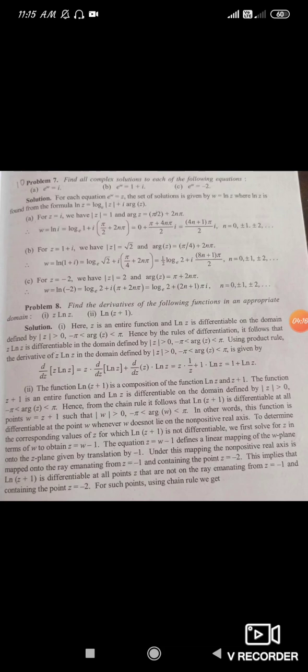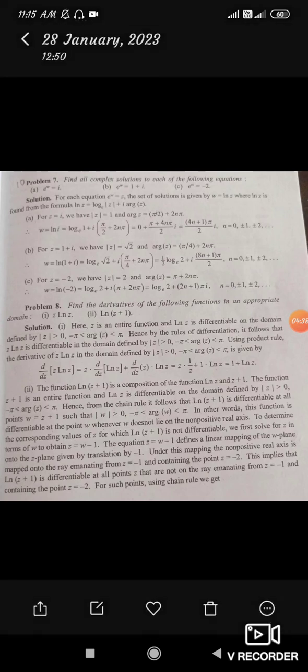Hence, from the chain rule, it follows that ln(z + 1) is differentiable at all points w = z + 1 such that |w| > 0, where -π < arg w < π. In other words, this function is differentiable at the point w, where w does not lie on the non-positive real axis. To determine the corresponding values of z for which ln(z + 1) is not differentiable, we first solve for z in terms of w to obtain z = w - 1.